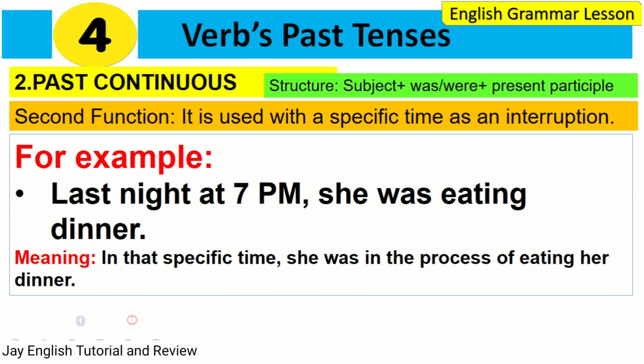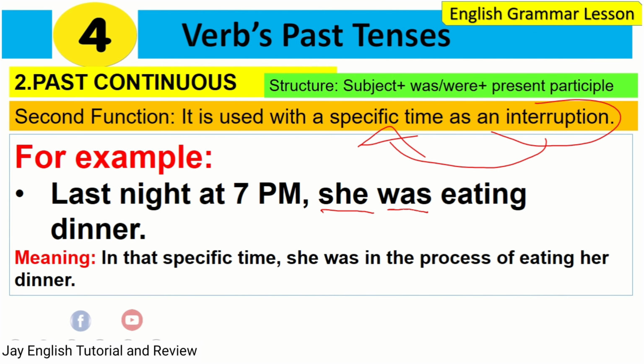So earlier we mentioned an interruption, and in this function we also have an interruption, that is, a specific period of time that is used as an interruption in the sentence. For example, last night at 7 p.m. she was eating dinner. Now let's find first the structure of the past continuous. We have here our subject she, followed with the linking or helping verb was, and the present participle eating.